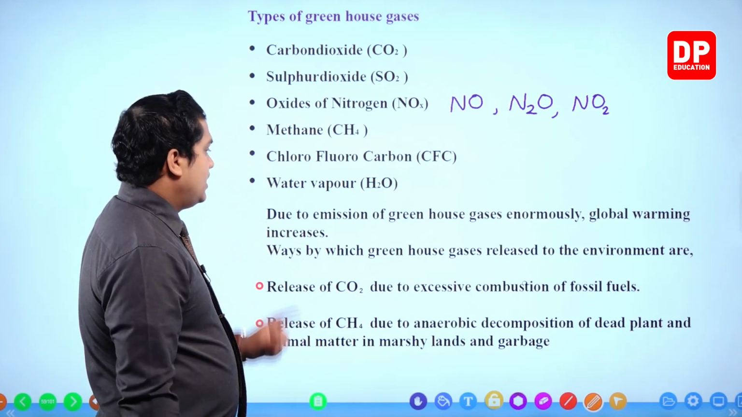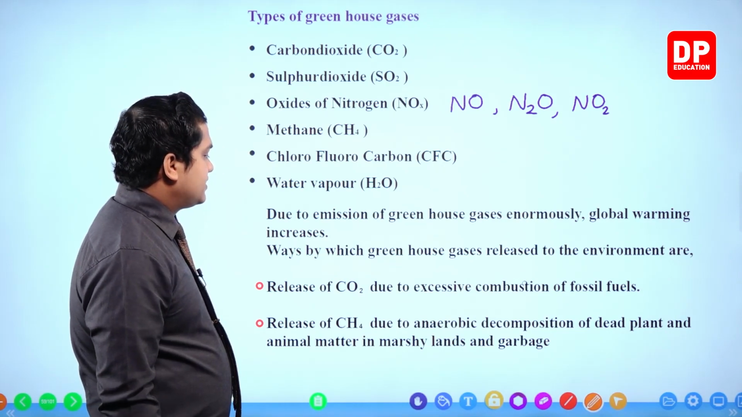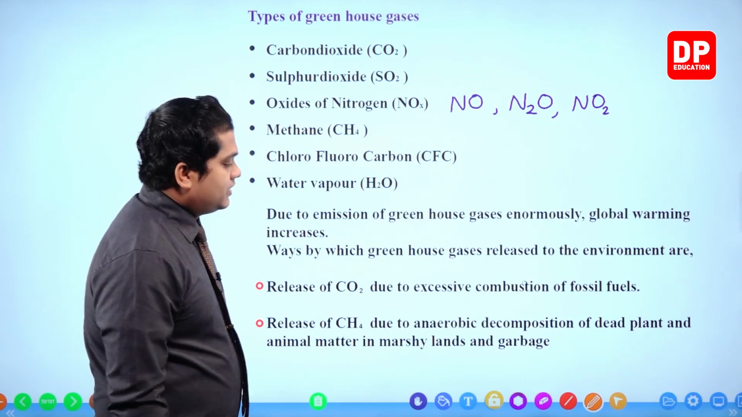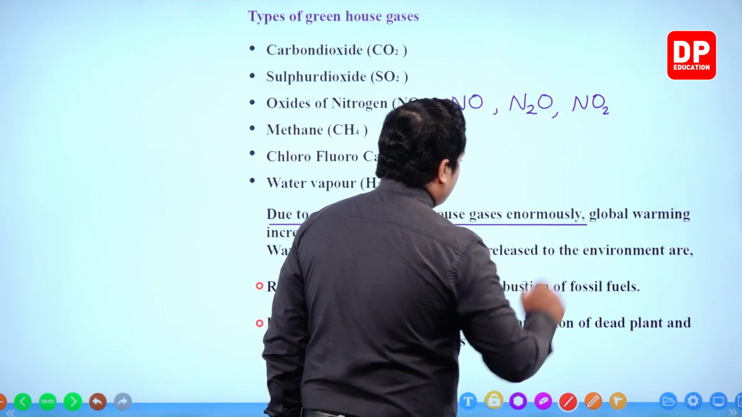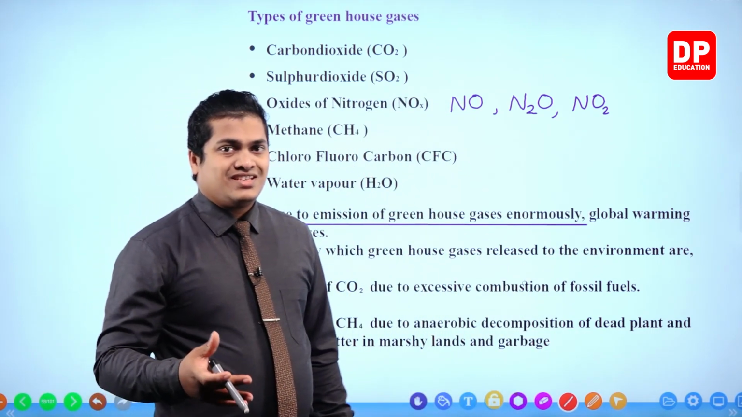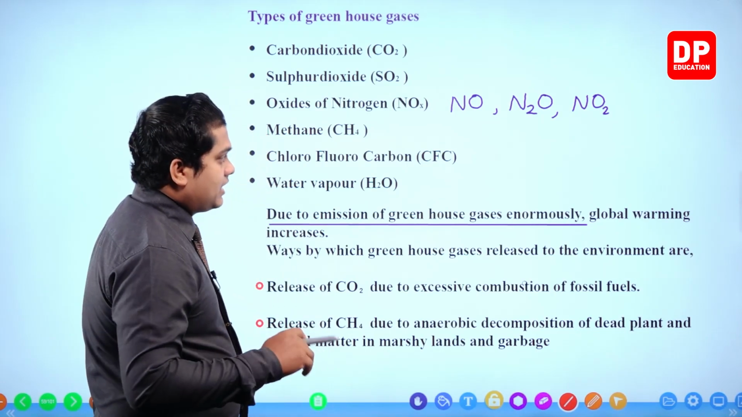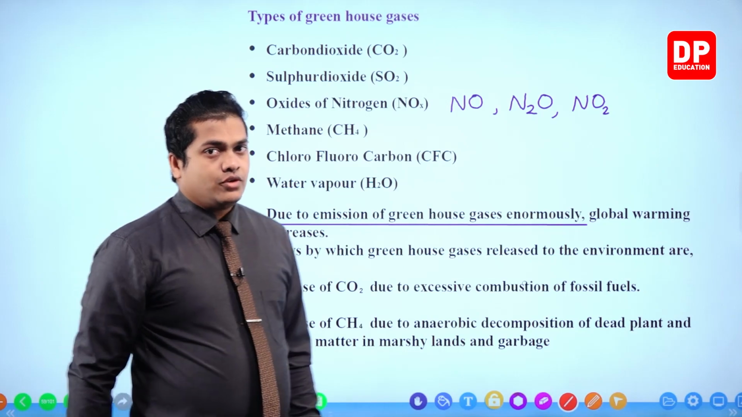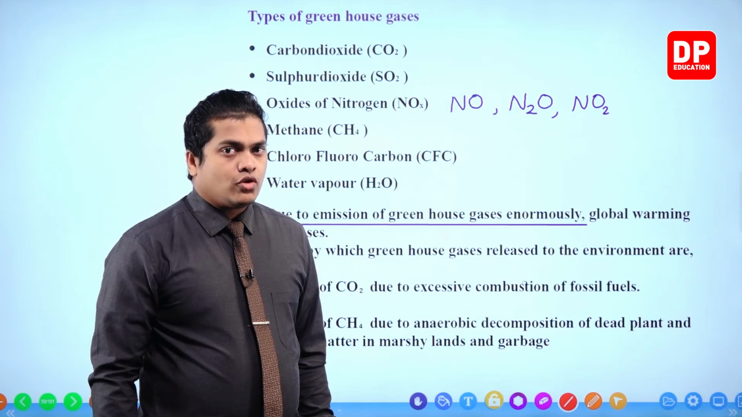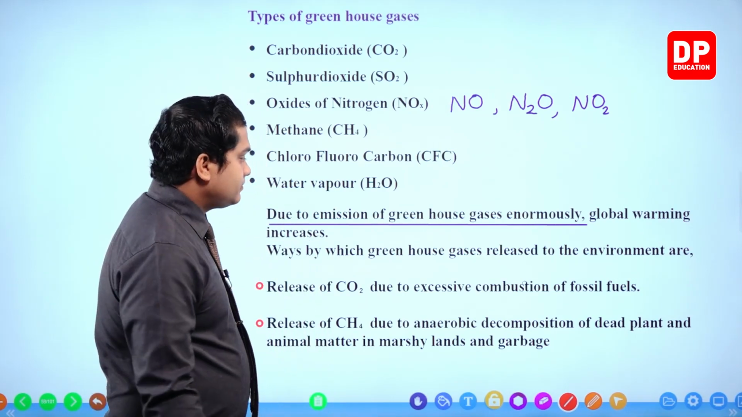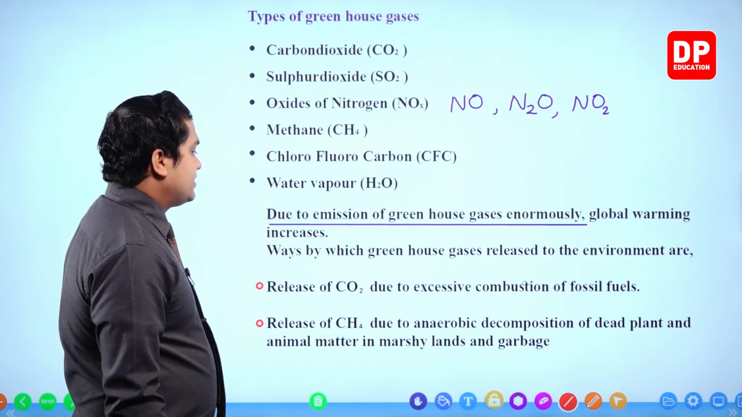So here it is given: due to emission of greenhouse gases enormously, global warming increases. Enormous means a heavy amount. A huge release of greenhouse gases will definitely increase global warming. Like I told you, global warming means an increase of environmental temperature, the global temperature on our planet Earth. So due to enormous emission of greenhouse gases, global warming increases.